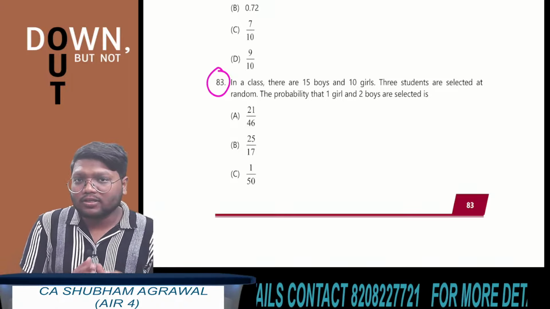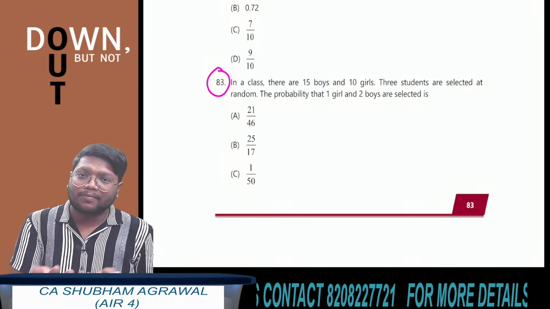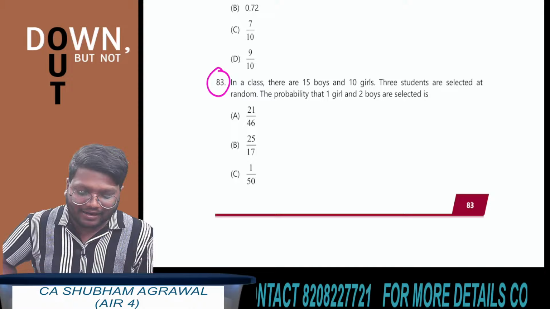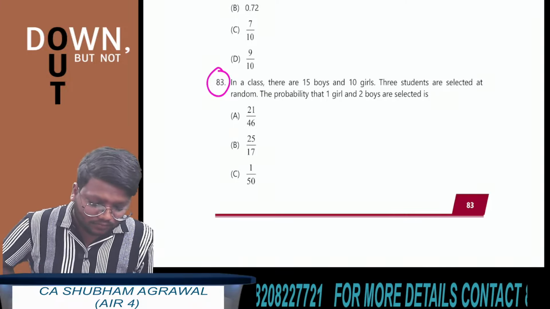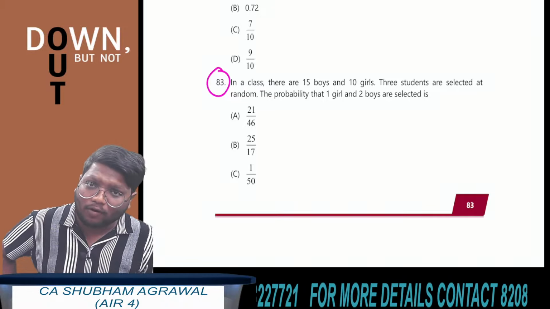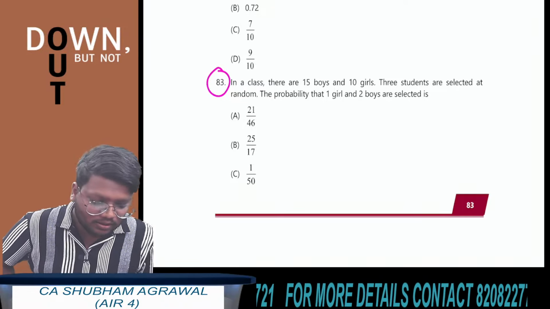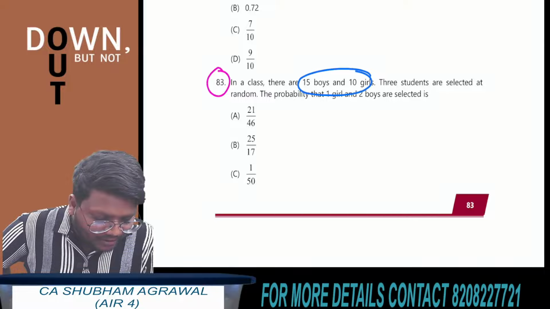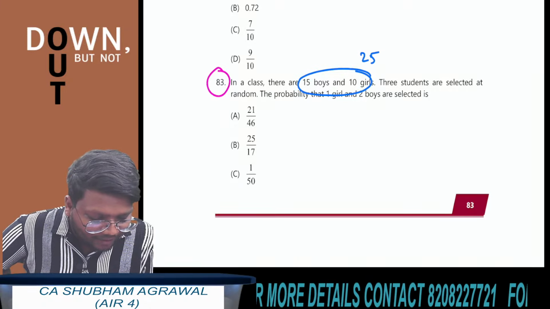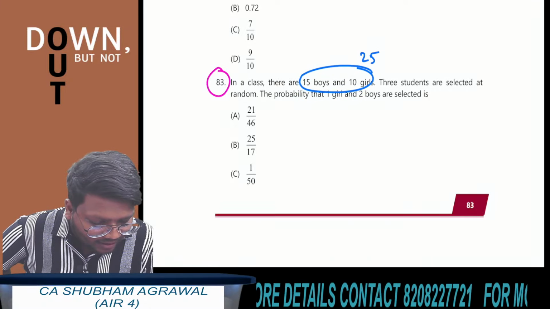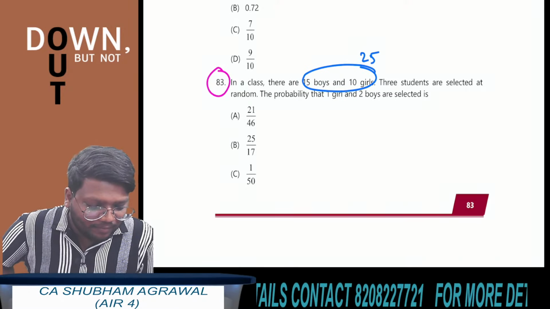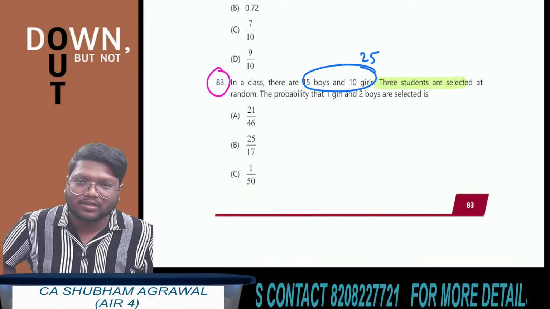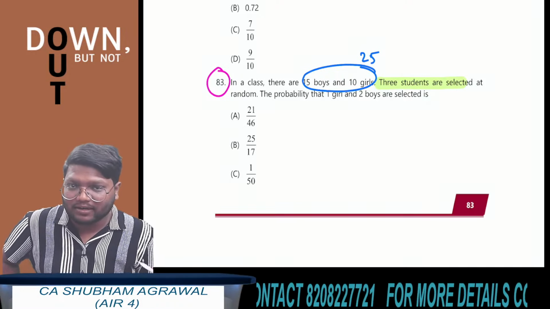In order to solve this question number 83, we have to use the concept of combinations also. Okay, you cannot get the answer directly for this question. You have to use the concept of combination. First, you can find total number of outcomes. How to find total number of outcomes here? Total number of persons are 25. There are 25 persons, 15 boys and 10 girls. And out of these 25 persons, we have to select 3 students.